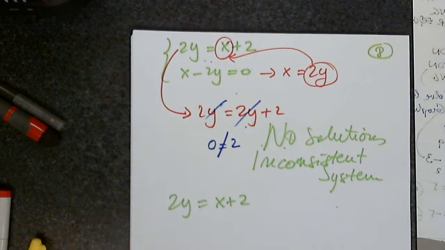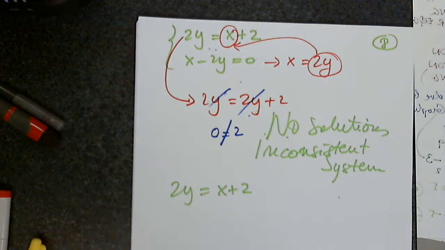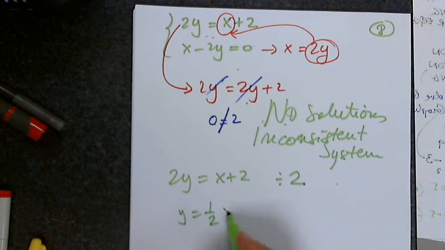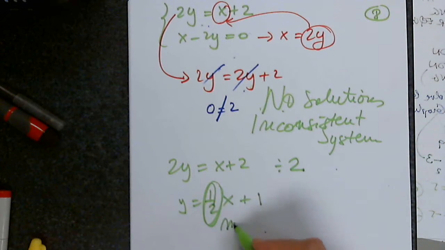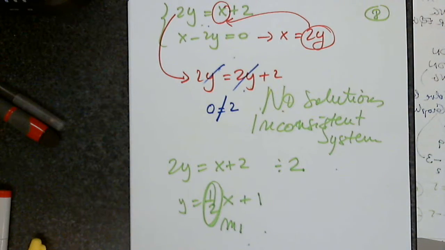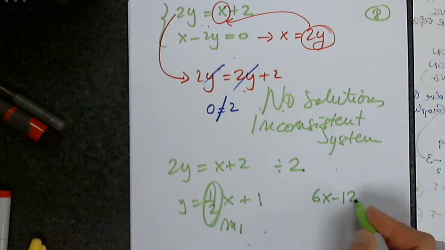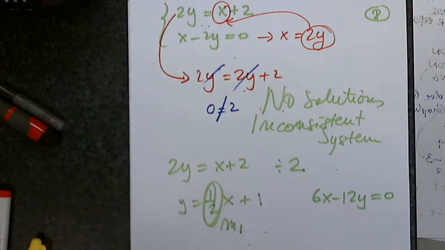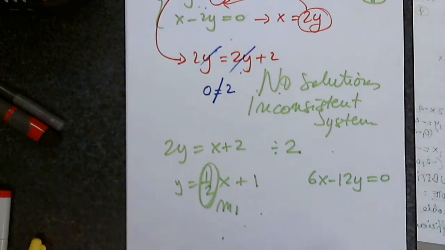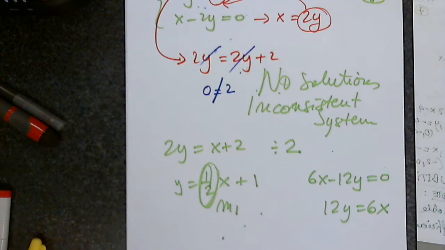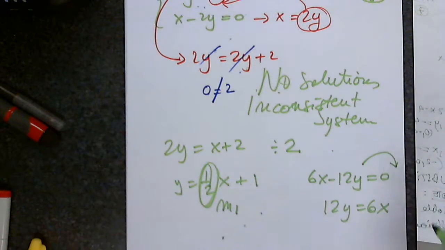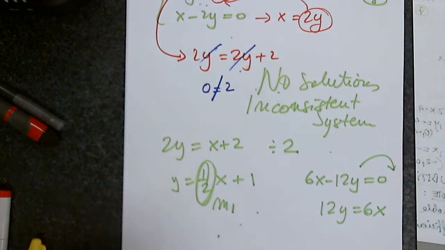So now I want 2y equals x plus 2. How do I determine the slope of this line? What do I have to do? Yes, divide both sides by 2. So I have y equals 1/2 x plus 1. And this is the slope of the first line. And here's the other one, 6x minus 12y equals 0. I want to solve this one for y. So I have 12y equals 6x. I can move this here and then read from the right.